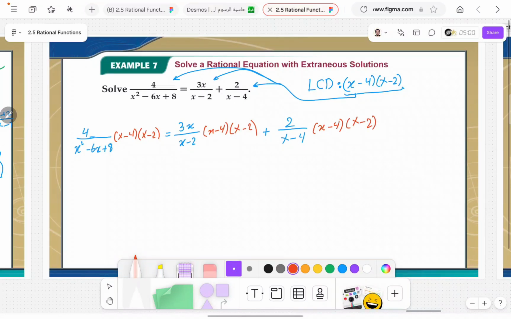Now just cancel the terms. If you look here, in the first term I wrote the quadratic. Let's write the factored form, better than writing the standard form. The factored form was x minus 4 and x minus 2. Now cancel any terms that are in the numerator and the same in the denominator. So x minus 4 and x minus 2 cancel, and what remains is only 4.